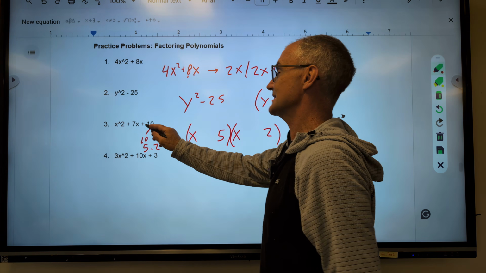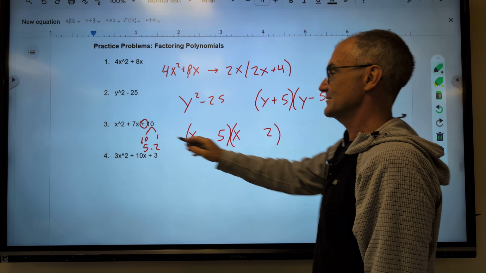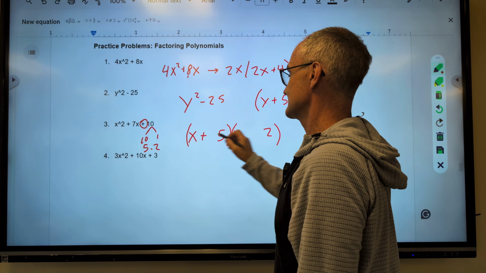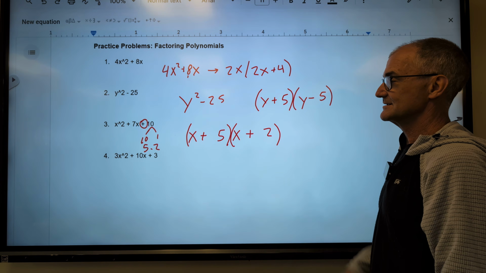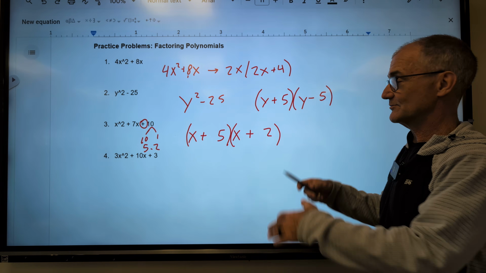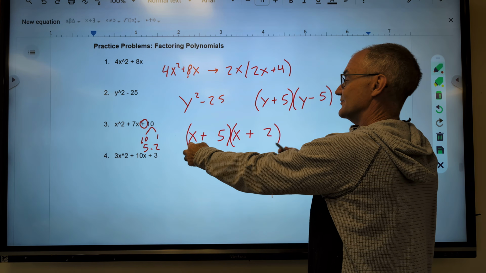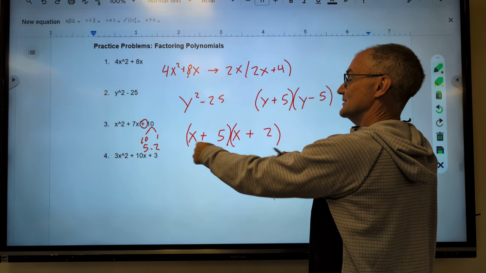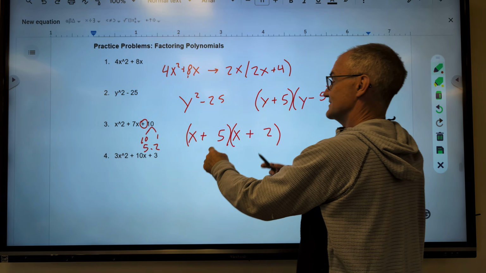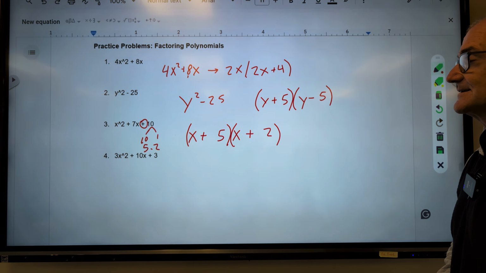For this to be positive, they either both have to be positive or both negative. But this is a 7x, so they both have to be positive. Check on that is FOIL, the reverse operation. X squared first, outer plus 2x, plus inner 5x. 2x plus 5x gives me that 7x plus 10. So I could see I factored that one correctly.